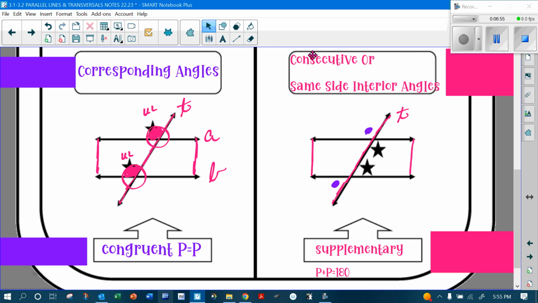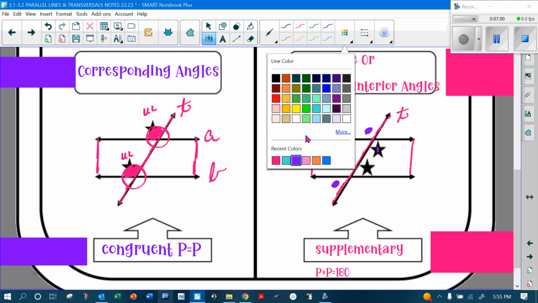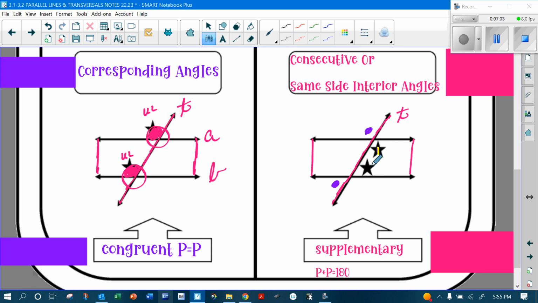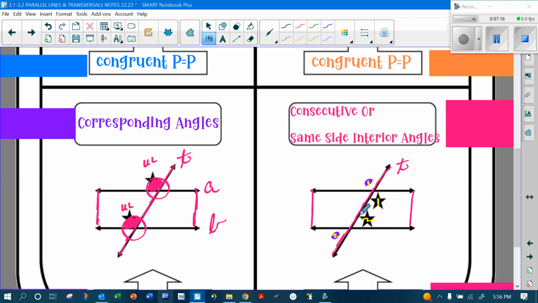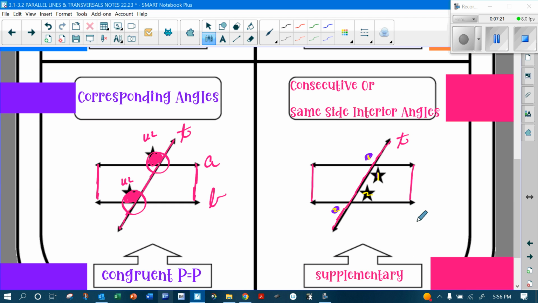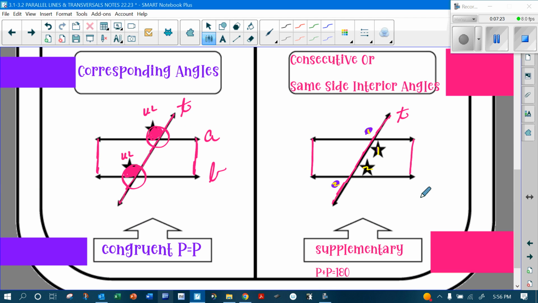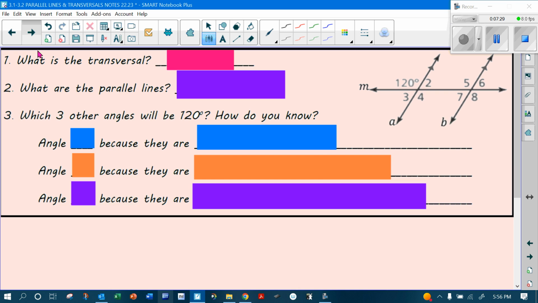They are supplementary. So star 1 plus star 2, these two are going to add up to 180. Dot 1 plus dot 2, they're going to add up to 180. So you've got part plus part equals 180. The other three are all congruent. These two are supplementary. And let's make sure we don't forget we have linear pairs and vertical angles. Those still apply.